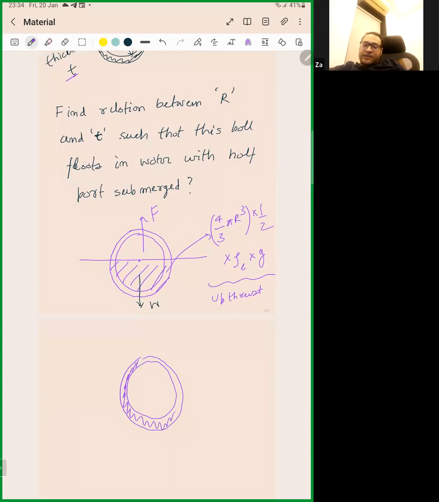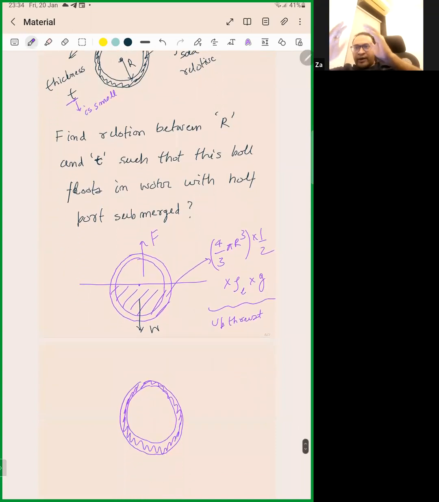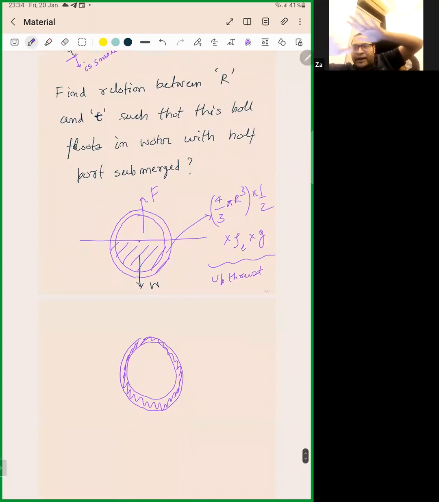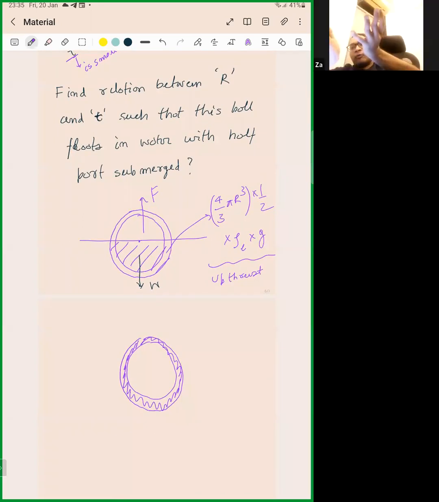This thickness T is small. It is given, it is small. So there you have an approximation. Suppose you take this sphere and you cut it out and you spread it all over. It will be like a sheet. Let's say it is made up of foam, and you cut that foam out and you spread it over the planar surface. It will be a sheet of thickness T.